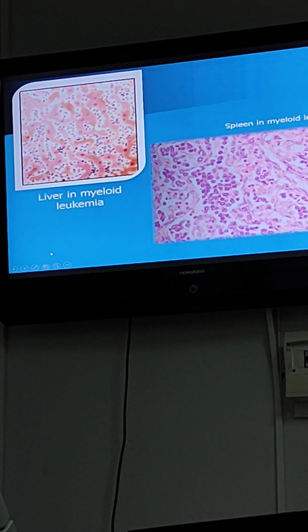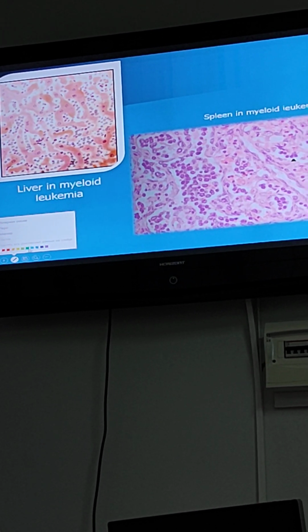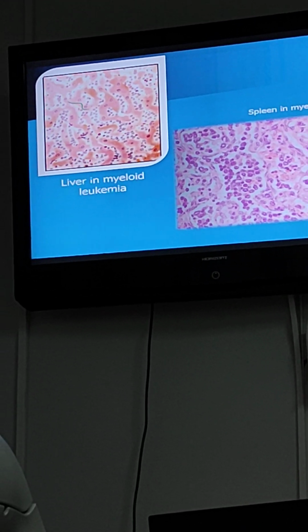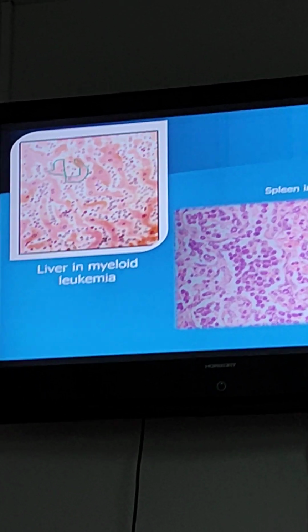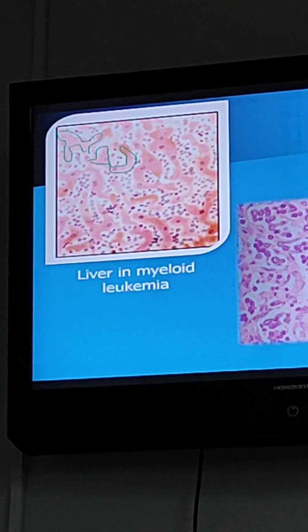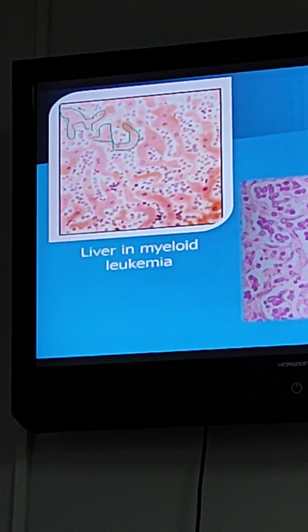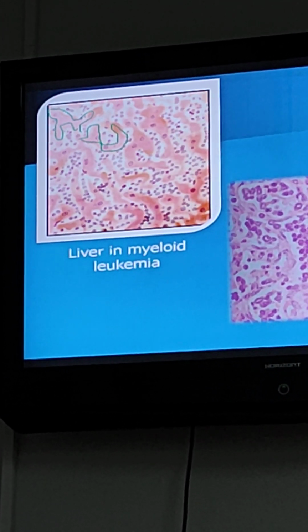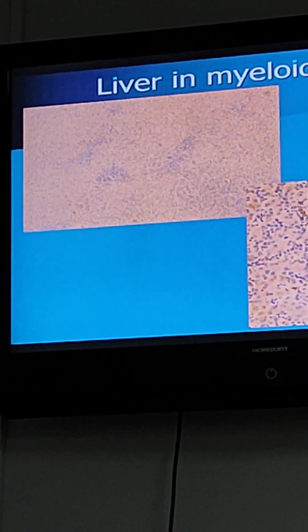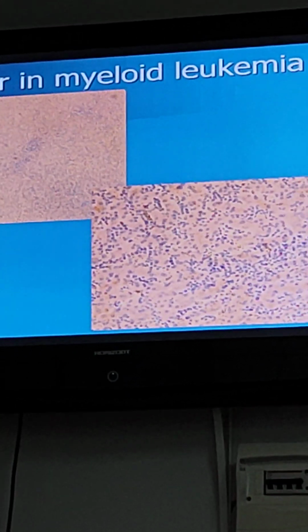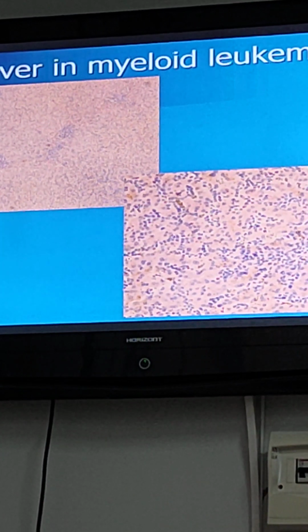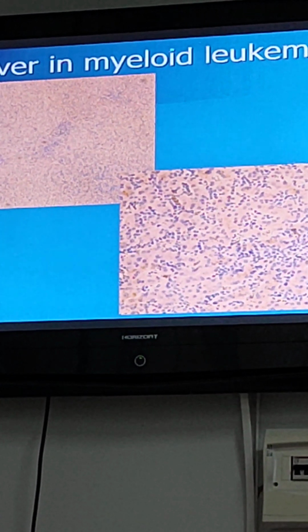Between the hepatocytes you can find many tumor cells. Of course, these are leukemic cells, tumor cells. The same change can be found in the spleen. When you draw this slide, you should draw the many tumor cells between hepatocytes.